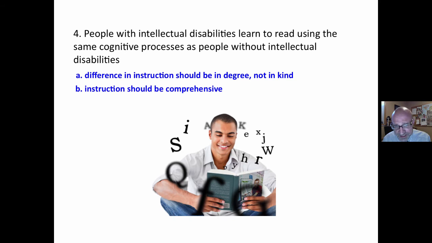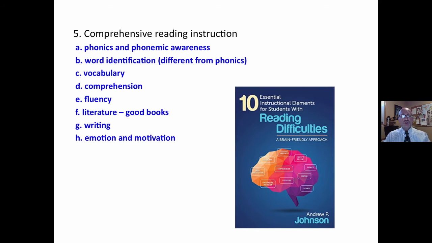Now here's the thing. We're not dealing with a different species. People with intellectual disabilities learn to read using the same cognitive processes as those without. The difference in instruction should not be in kind, but in degree. There are no special strategies that only special education teachers with special training can use. Instruction, like with all students, should be comprehensive.